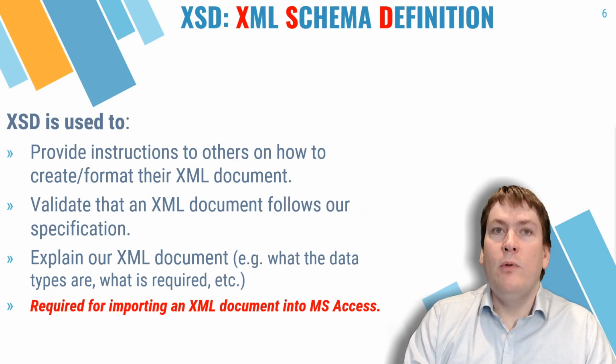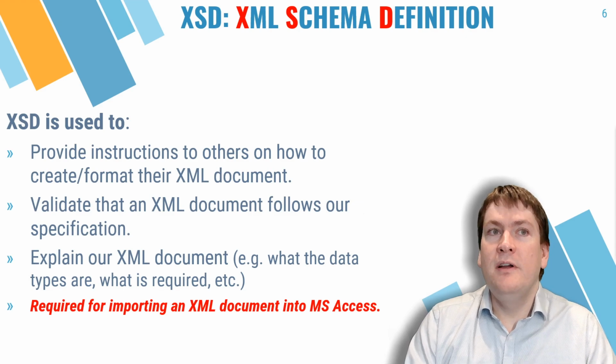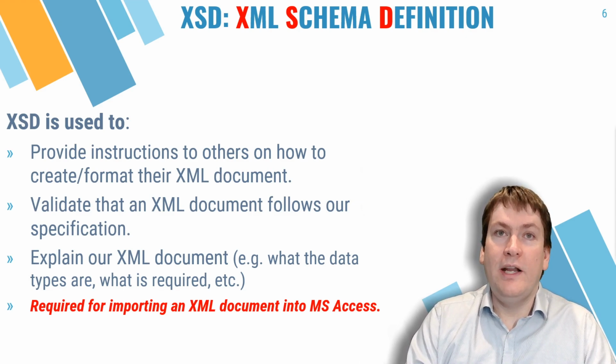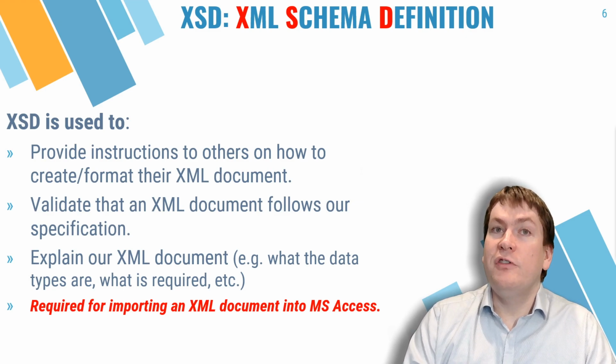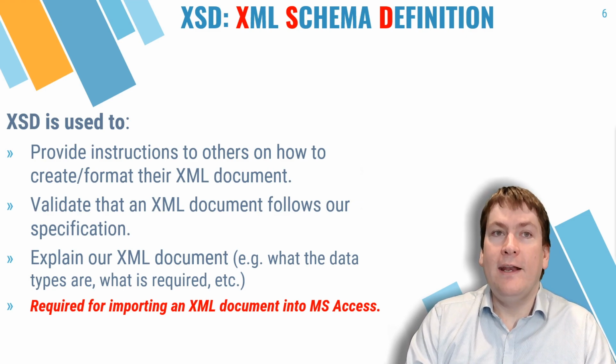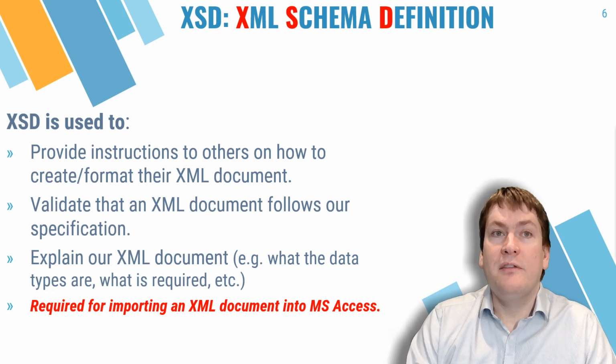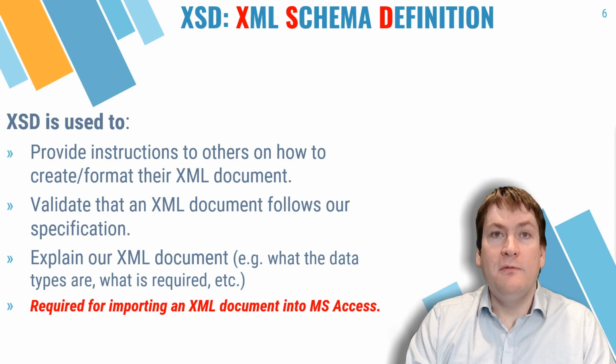And most importantly, when we're dealing with things like Microsoft Access, it is required to have both a schema and an XML document when we're trying to import data into Microsoft Access. So if you just have that XML document, it's not going to be enough to get it into Microsoft Access. That's because that schema provides a lot of information to Access, like what kind of data types these fields should be.